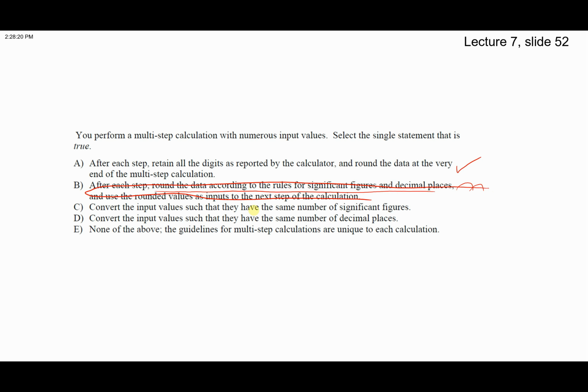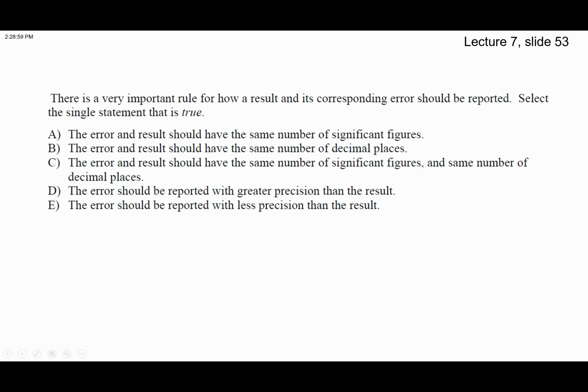Convert the input values such that they have the same number of significant figures. Why would you do that, right? You want to maximize your significant figures and keep which ones you can. Absolutely not true. Do not do that. Convert the input values such that they have the same number of decimal places. That's just as silly as the same number of significant figures, right? The numbers are what they are. We don't ever change those. We just look at the very end and calculate the final significant figures. None of the above. The guidelines for multi-step calculations are unique to each calculation. Not true. We use the same rules all the time. Plus, we have already selected A as being true, and A is the only good answer.